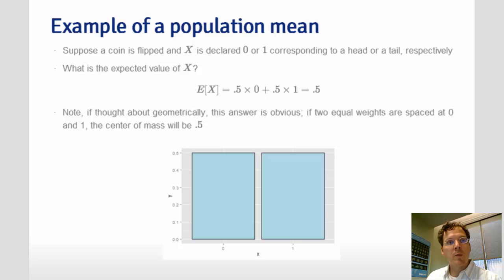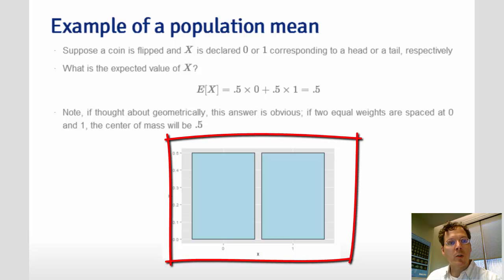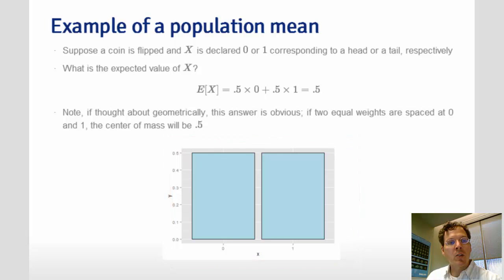Notice the expected value is a value that the coin can't even take. However, if we were to think about this geometrically, the answer is quite obvious. If we have two bars of equal height, one at 0 and one at 1, and we wanted to balance them out, it's clear where exactly we would put our finger. It would be right here at 0.5.